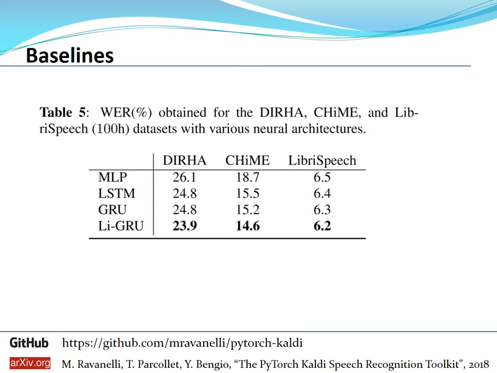In this last slide, we extend our previous results to larger datasets such as DIRHA, CHiME, and LibriSpeech. In particular, the first column of table 5 reports the results we have obtained with DIRHA, which is a dataset recorded in a domestic environment characterized by the presence of both noise and reverberation. The second column reports the results obtained with CHiME, again a very noisy dataset based on Wall Street Journal sentences. And the last column reports the results obtained on LibriSpeech, actually the 100-hour dataset. For all the datasets, we were able to achieve very good results, confirming that PyTorch-Kaldi can be effectively used to develop state-of-the-art speech recognition systems.